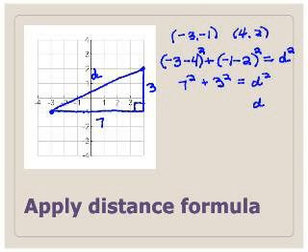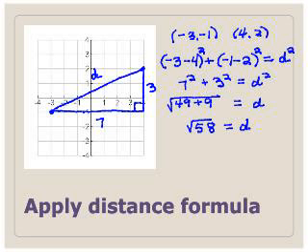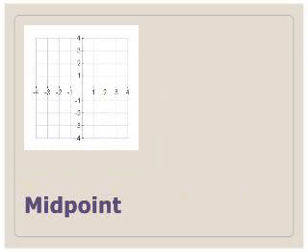So d then is going to equal the square root of the 7 squared, which is 49, plus the 3 squared, which is 9. So we get the square root of 58. That's our distance between those two points, or the length of the segment. All right?